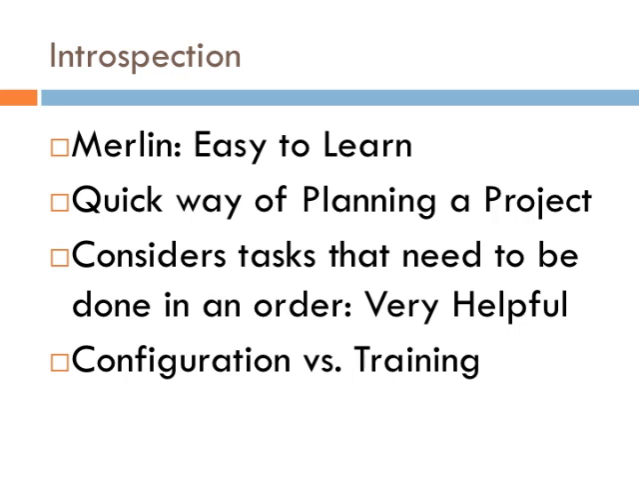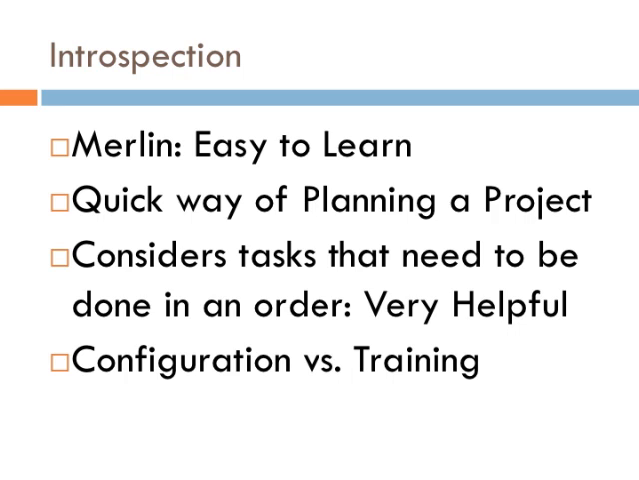It shows that Merlin, the project management software as a whole, is a quick way of planning a project that has many, many tasks and facets involved with it. It considers when tasks need to be done in a certain order, which is often the case when you're doing a project. Things need to be done in a sequential order, so it's very helpful in defining what that order is and when you can begin and when you can stop.